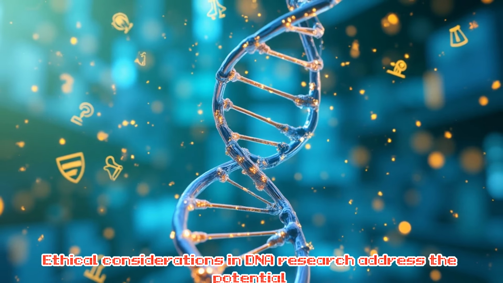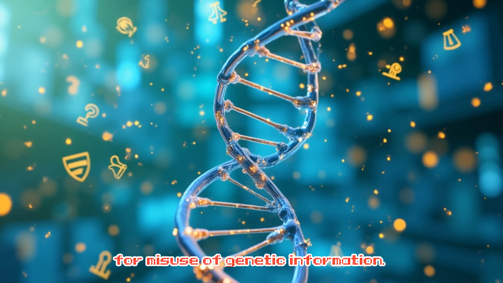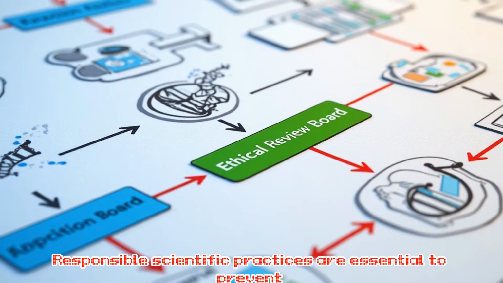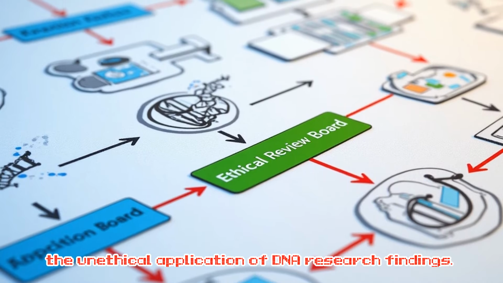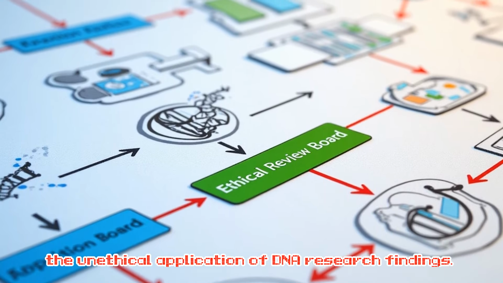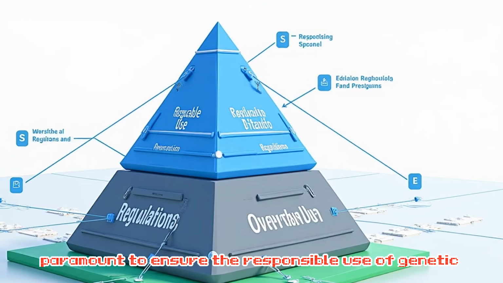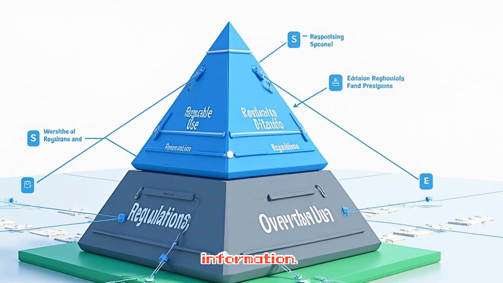Ethical considerations in DNA research address the potential for misuse of genetic information. Responsible scientific practices are essential to prevent the unethical application of DNA research findings. The need for stringent regulations and oversight is paramount to ensure the responsible use of genetic information.